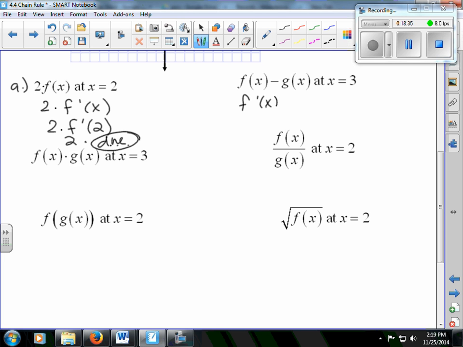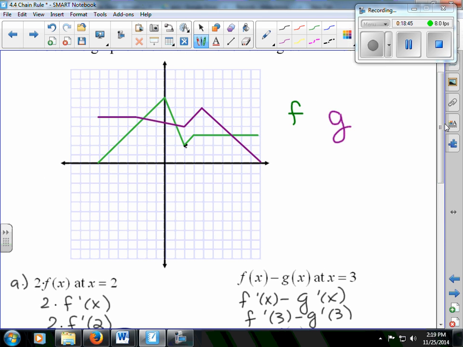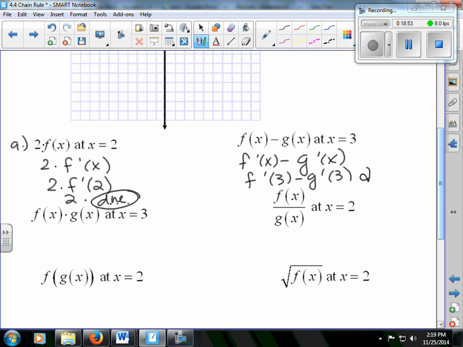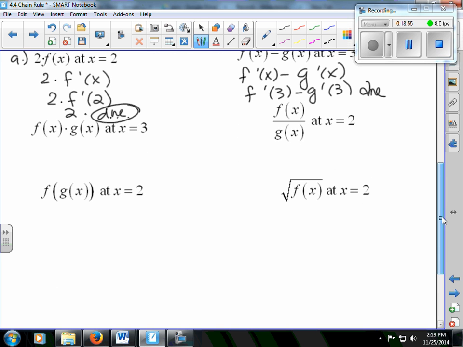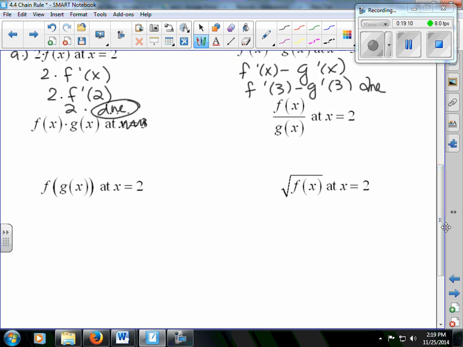Let's do f minus g at 3. That would be f prime minus g prime, and then you plug in 3. So the slope of f at 3 minus the slope of g at 3. So let's go back up to our graph and let's look at what's happening. At 3, f doesn't have a derivative. So this does not exist. Also, I think I meant to switch those. Let's change this one to at x equals, well, I can't do 2. Let's do this at x equals 1. That will work.